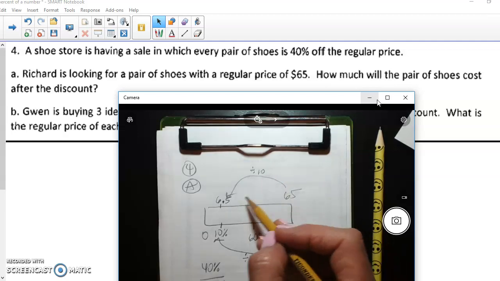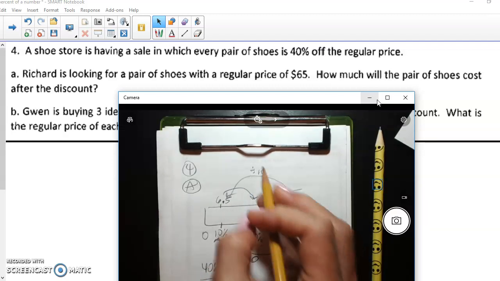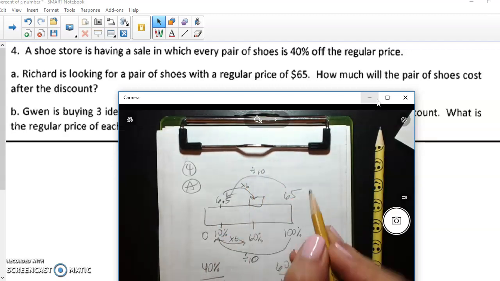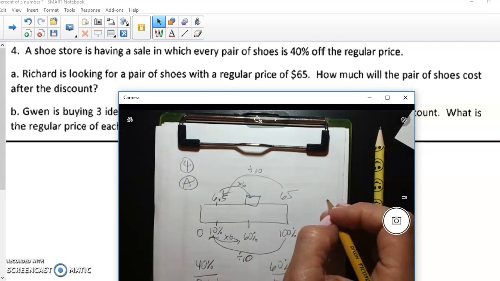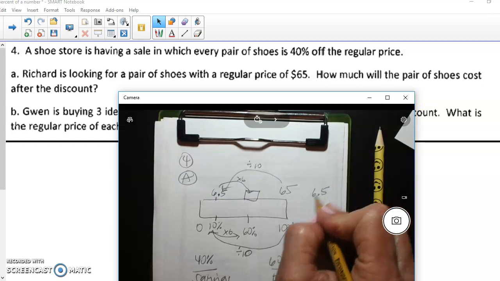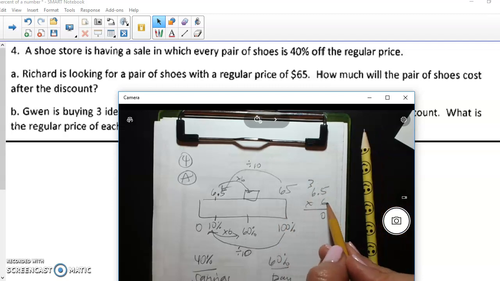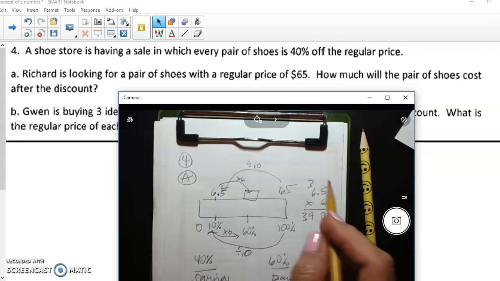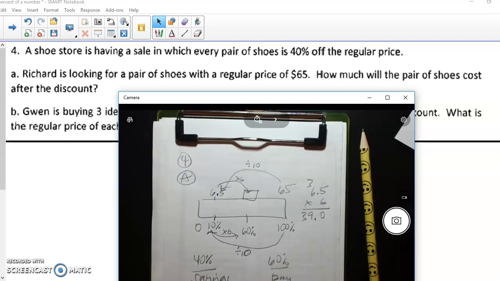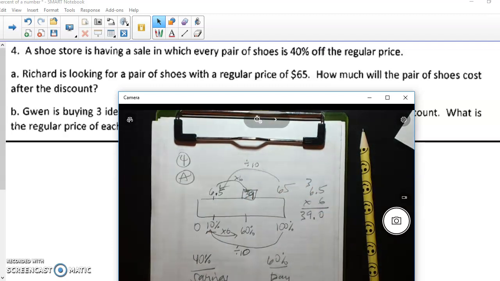Now to get to 60%, we're going to have to go from 10% to 60%, and that means we're going to multiply times 6. So multiply times 6, and we'll get the price that he's going to have to pay. So 6.5 times 6, 6 times 5 is 30, carry the 3. 6 times 6 is 36, 37, 38, 39, and our decimal goes one place in. So $39 is what he's going to have to pay.